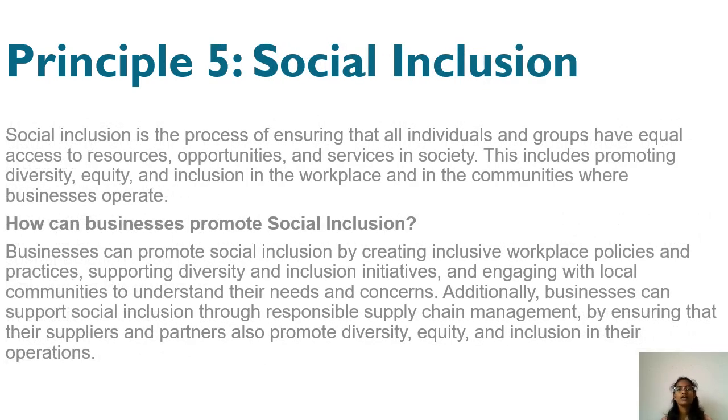Principle 5 is social inclusion. Social inclusion is the process of ensuring that all individuals and groups have equal access to resources, opportunities, and services in a society. This means promoting diversity, equality, and inclusion in the workplace and in the communities where the business operates.